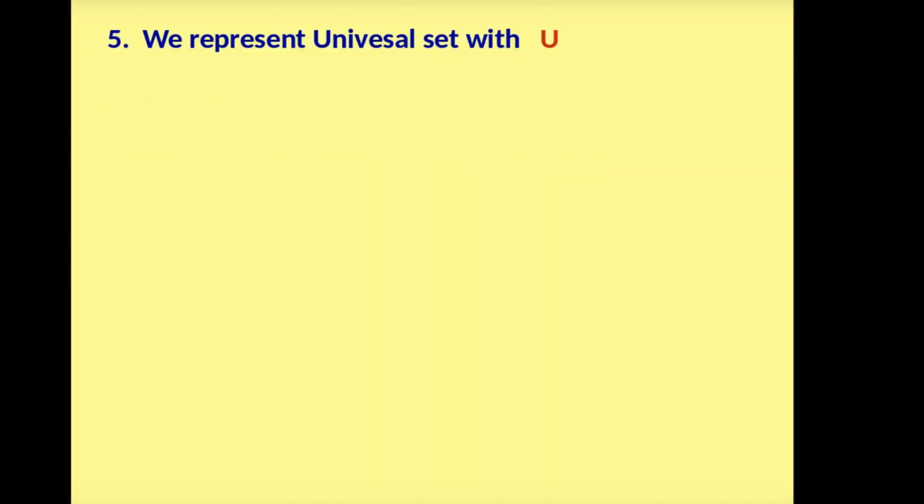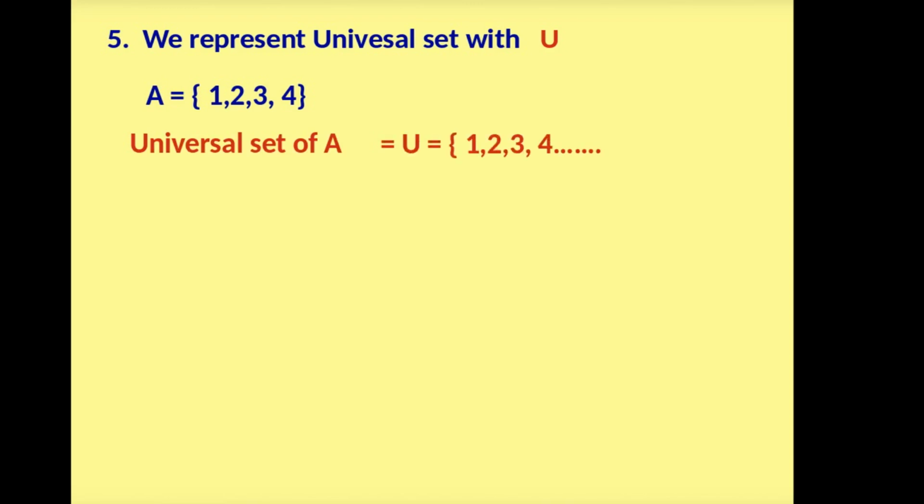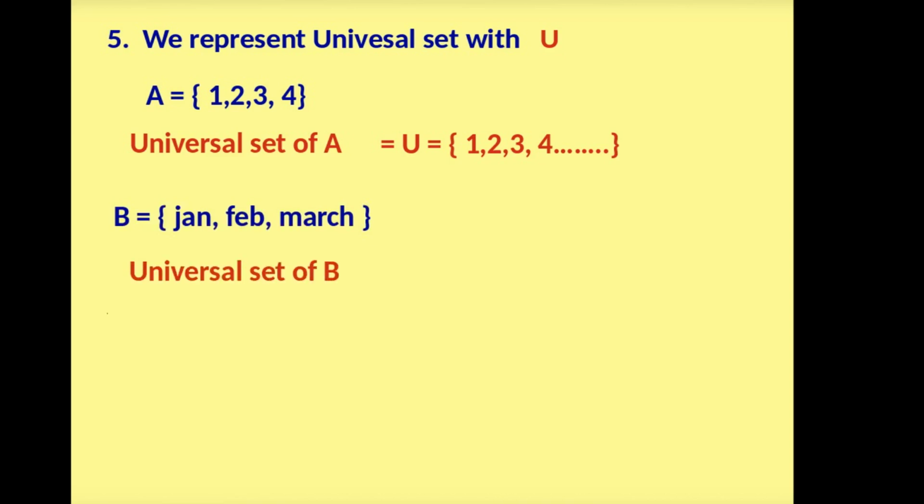We represent universal set with capital U or Greek xi. A = {1, 2, 3, 4}. Then what might be the universal set of it? The universal set of A is the set of natural numbers. U = {1, 2, 3, 4, etc.} is the universal set of A. Now if B = {January, February, March}, then what might be the universal set of B? The set of all months, January, February to December.